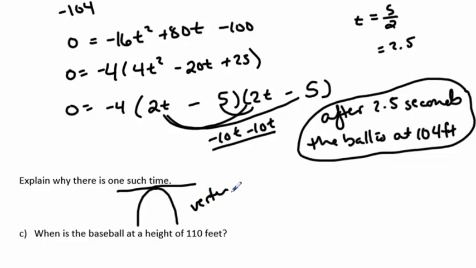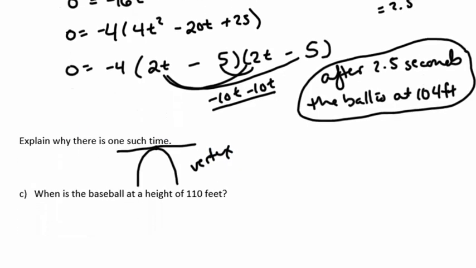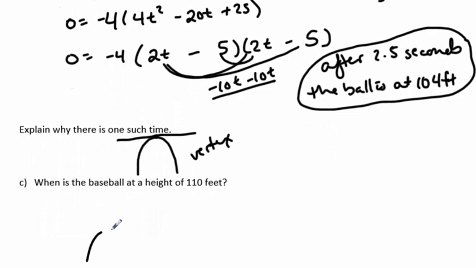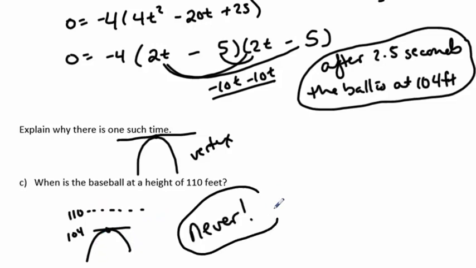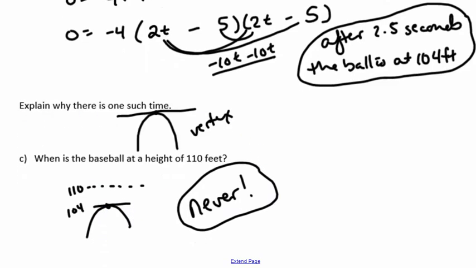When is the ball at a height of 110 feet? As we've just said, the vertex is at 104 feet. So 110 feet is somewhere above the vertex. We know that the ball will never hit 110 feet. Let's look at the next one.